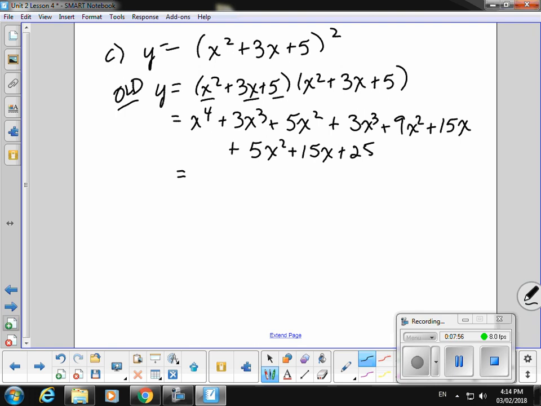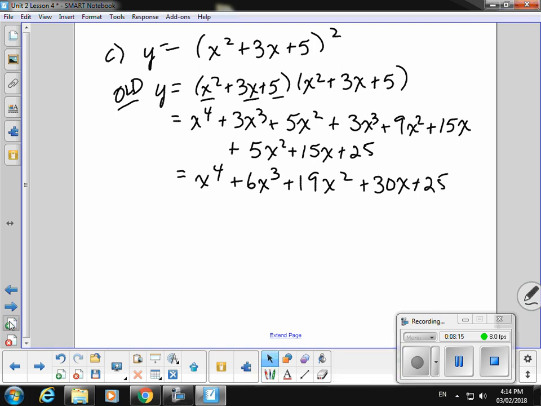I have x to the 4th. Cubes, I have two piles of those, so I have 6x cubed. My x squareds, I have 5, 10, 19. My x's, I have 30x and 25. So if I want to find the derivative of this thing, I have expanded it, and I can use that power rule, bring down the exponent, reduce it by 1: 18x squared plus 38x plus 30, and the derivative of 25 is 0, so we have our derivative.